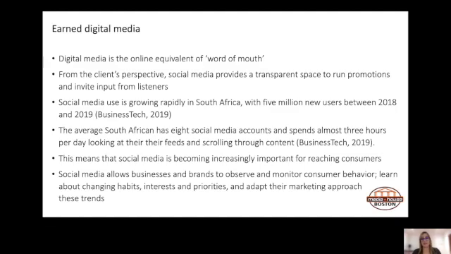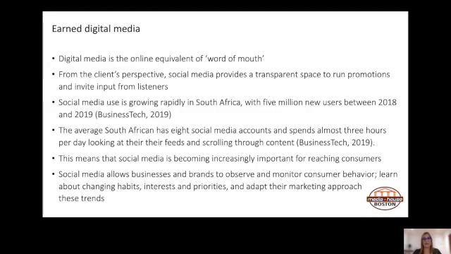Social media is growing rapidly in South Africa, with 5 million new users between 2018 and 2019. The average South African has 8 social media accounts and spends almost 3 hours per day checking their feeds and scrolling through content. Just quickly think about it. Think about yourself. How many different social media accounts do you have? Probably close to 8, or anything from 5 upwards, I would guess. This means that social media is becoming increasingly important for reaching consumers, okay? It means if I want to talk to you, I need to talk to you through your social media accounts.